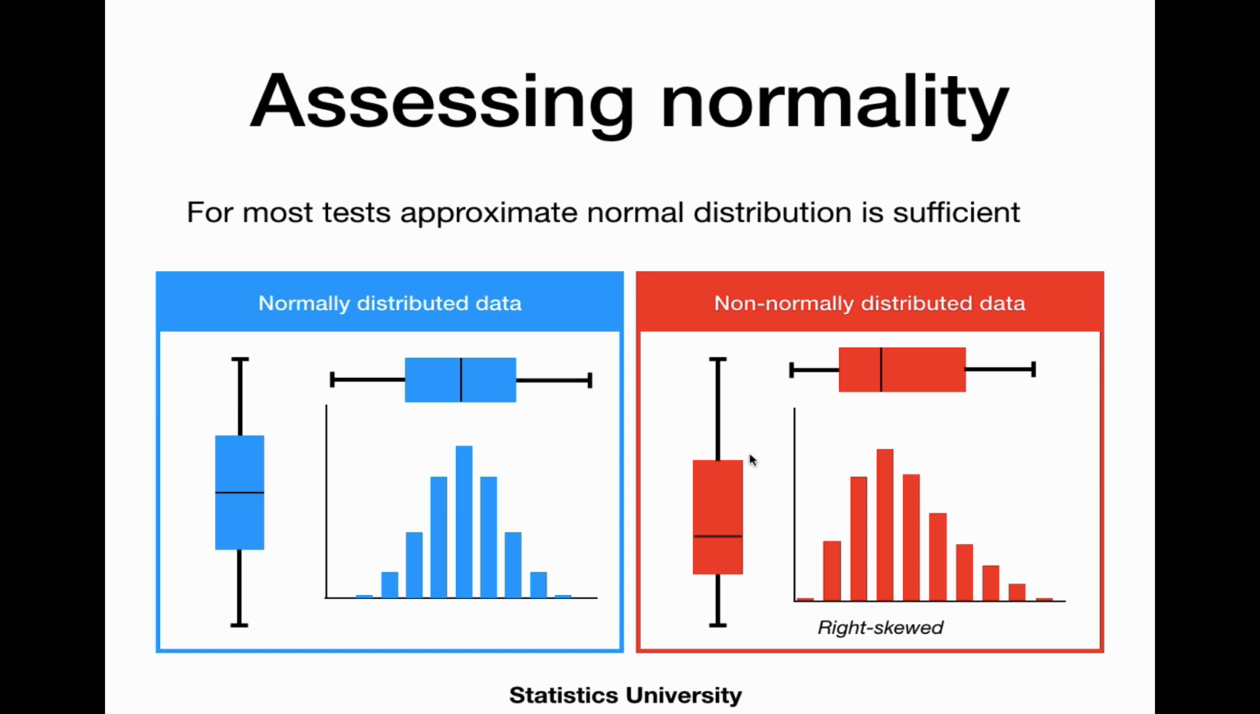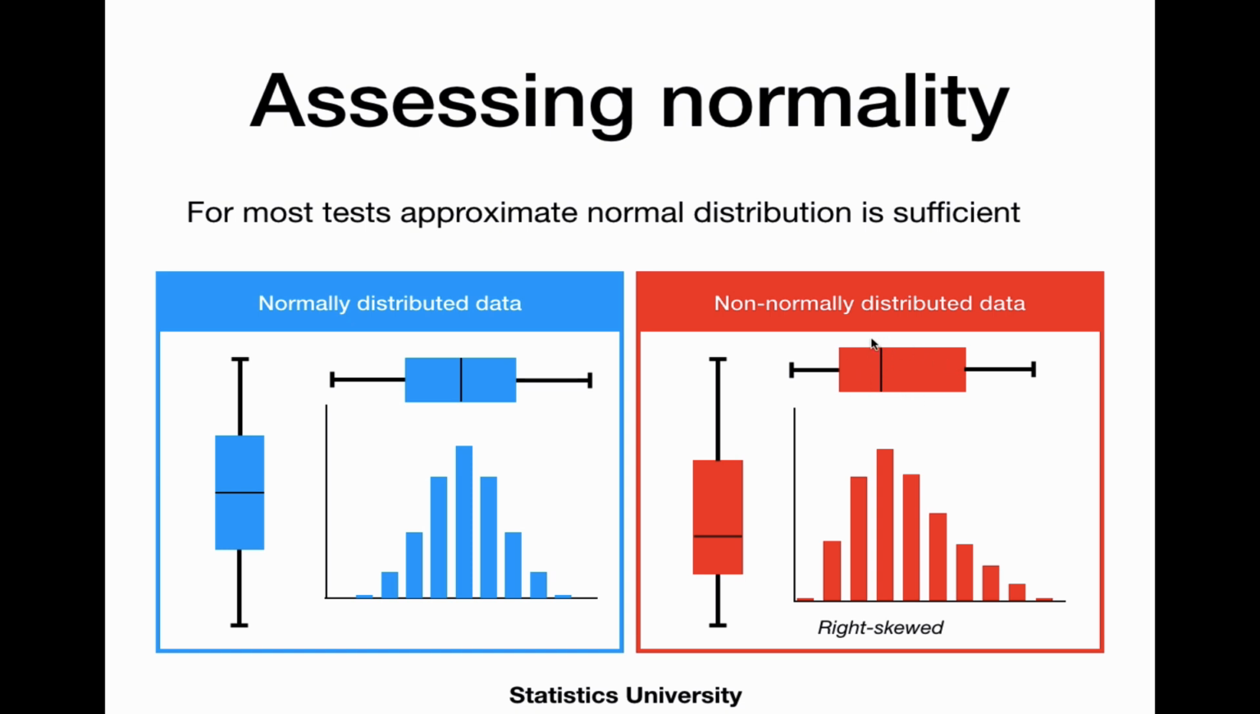Here's an example of a variable that is not normally distributed, where in the histogram you can see that the median is more to the left side of the graph, but a lot of data still extend towards the right side. So the range goes further to the right than to the left. And you can also see that here in the box plot, where the whisker on the right side is longer than on the left side, and the median is located further to the left in the box.